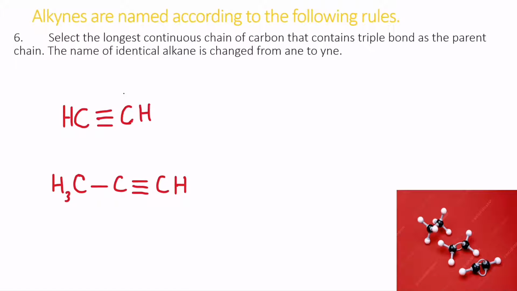The next is that now we have to start with naming alkynes. In the case of alkynes, again the ane is replaced by ine. In this case, the alkane from the word alkane is replaced by y and e. So the name would become, we will call it ethyne, and this one would become propyne. Okay, if you number it, the triple bond is present between carbon number 1 and 2.